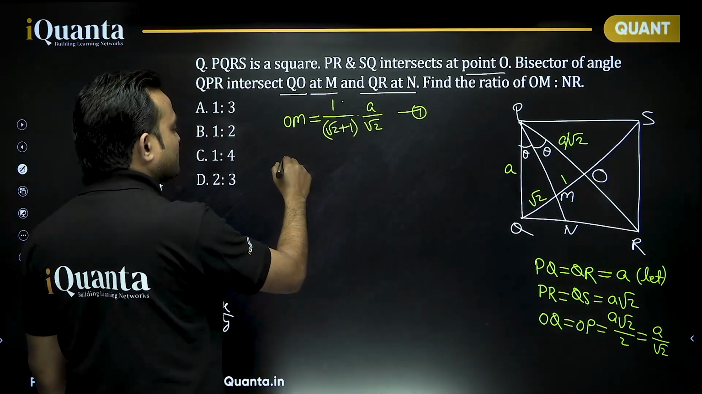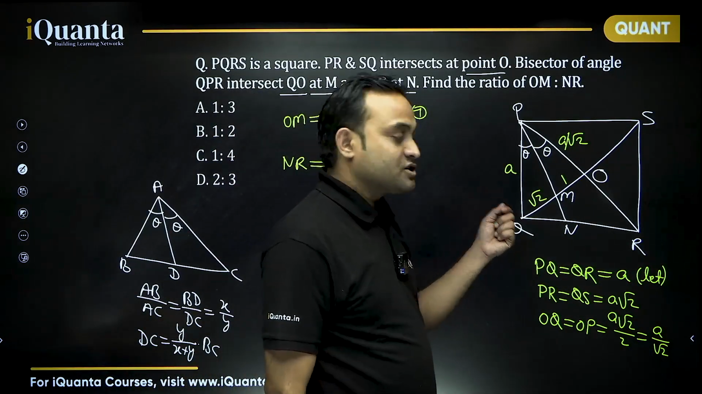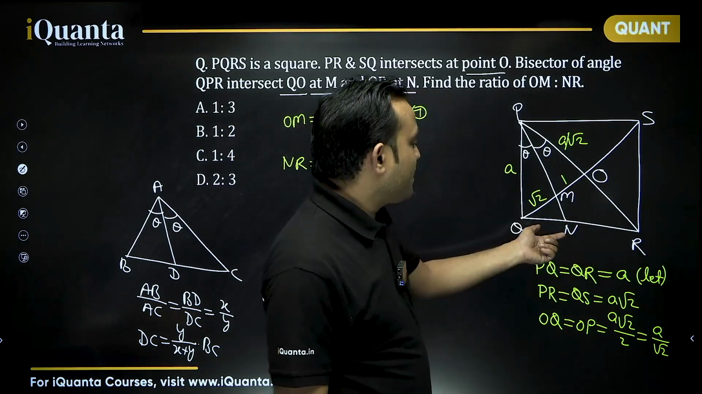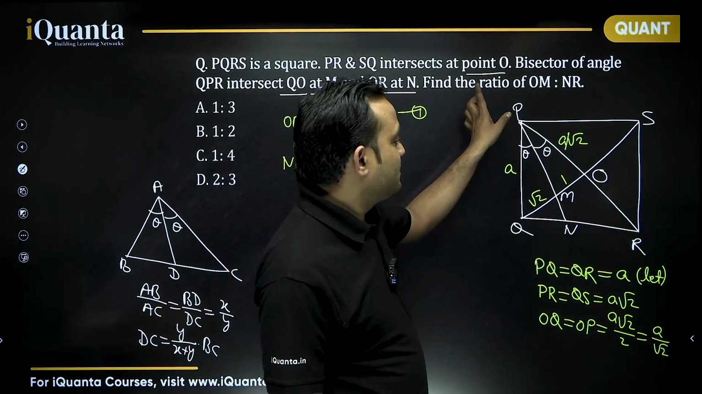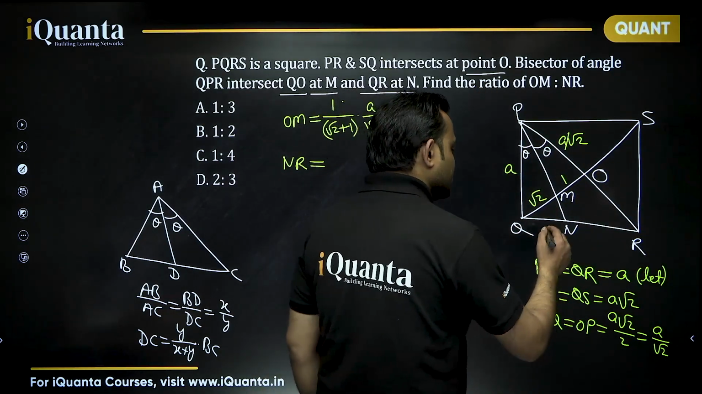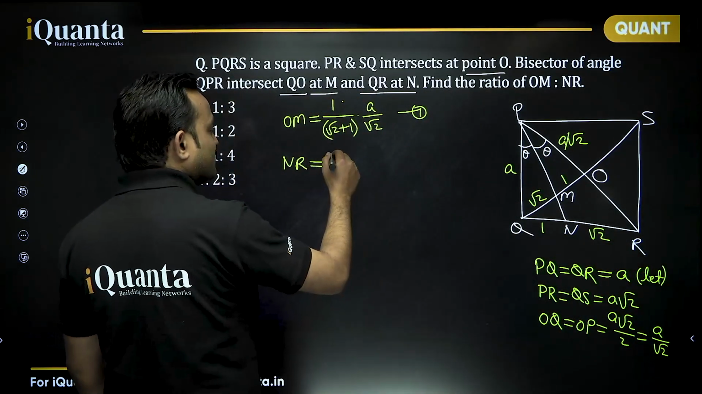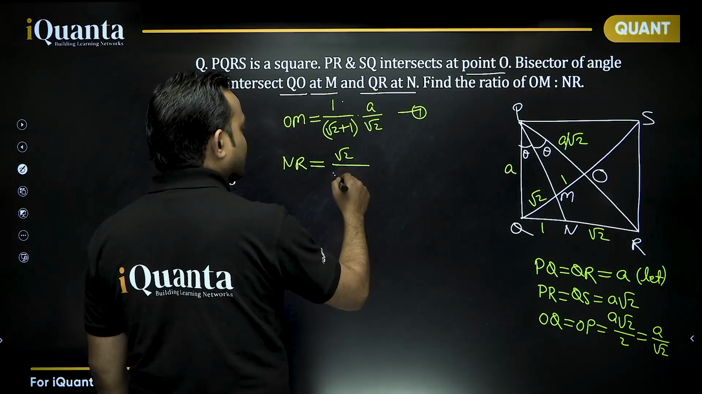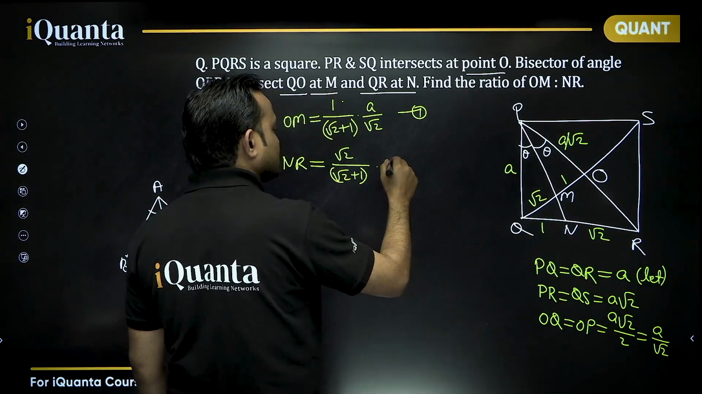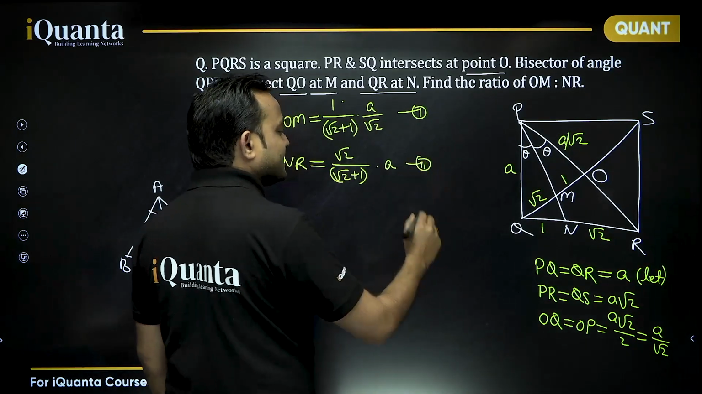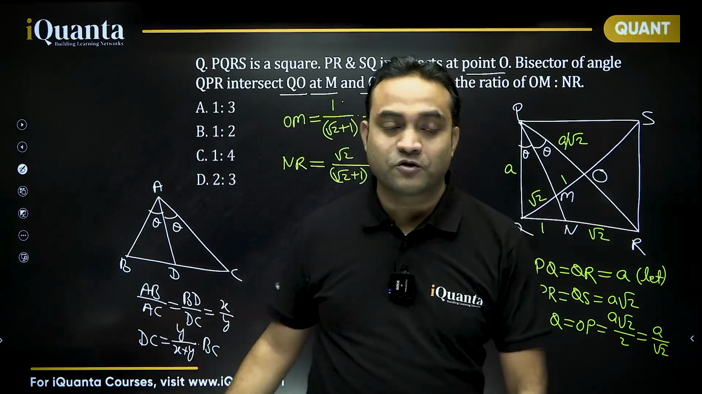Similarly, can we say what will be the length of NR? To find the length of NR, first we need to find the ratio of QN is to NR. QN is to NR will be the same as PQ is to PR. PQ is A, PR is A root 2. So the ratio will be 1 is to root 2. So in that case, NR will be equal to root 2 divided by root 2 plus 1 into the length of QR, which is nothing but A. This is our second equation. Just focus on this. If you have any confusion, try to understand from here.